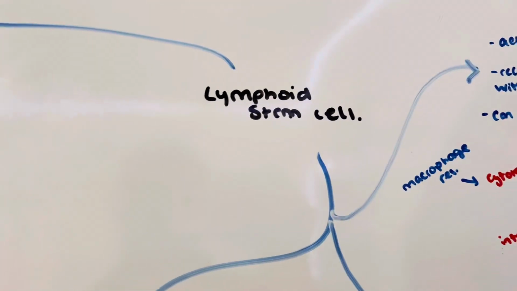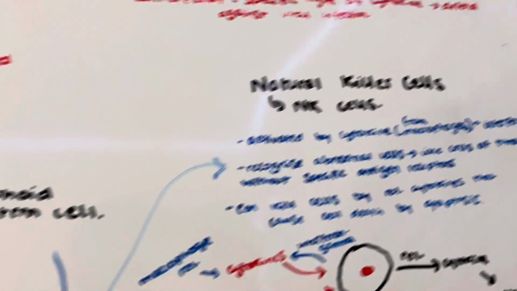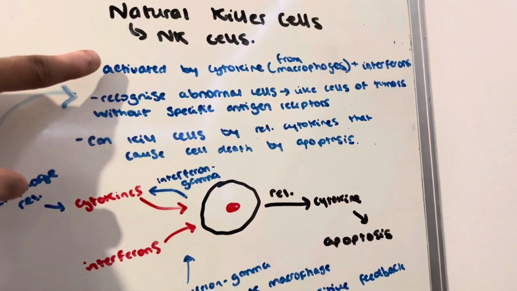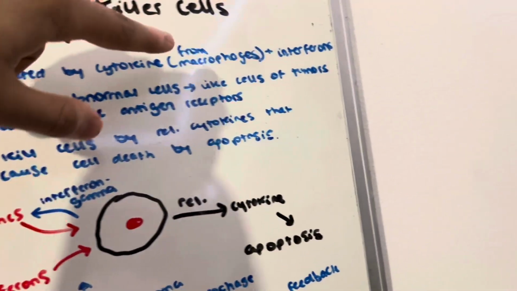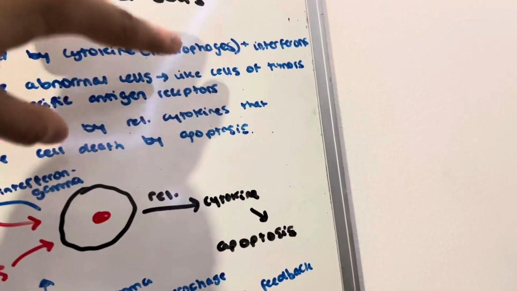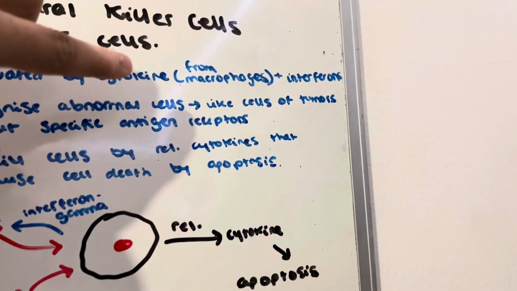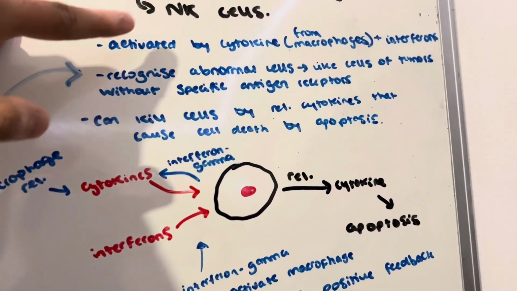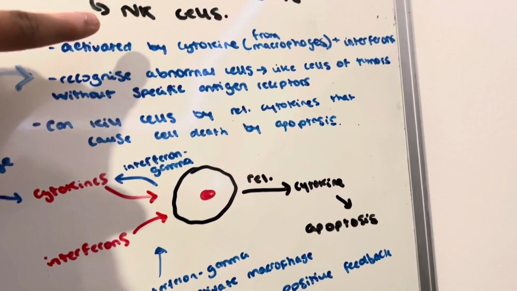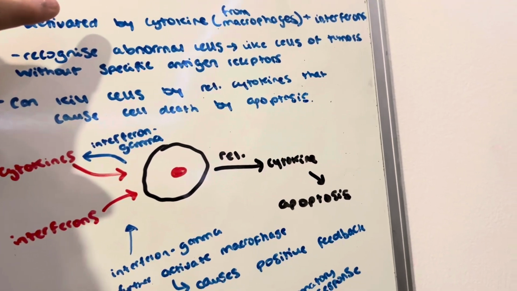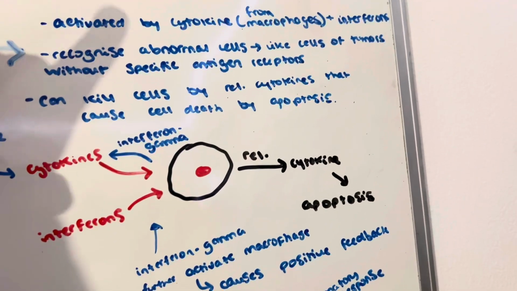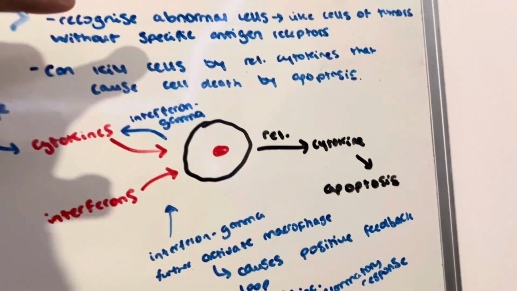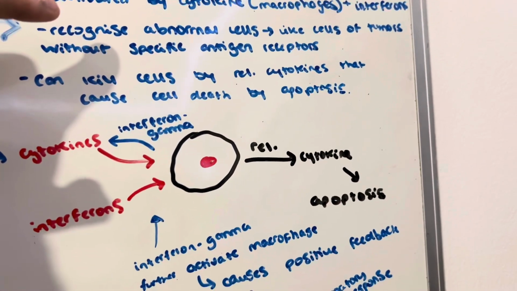Now let's go to our last one of the lymphoid stem cell, which is our natural killer cells. Natural killer cells, also known as NK cells, are activated by cytokines, which are released from the macrophages, as well as interferons. Interferons are a specific type of cytokine. Natural killer cells recognize abnormal cells, for example the cells of tumors, and they don't work with specific antigen receptors. Natural killer cells will kill cells by releasing cytokines, and that would then cause cell death via apoptosis.